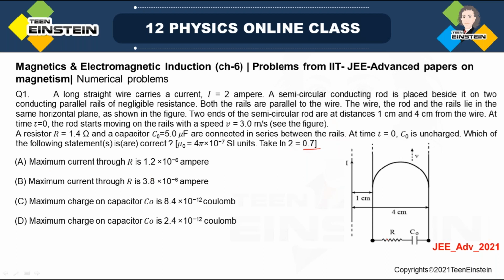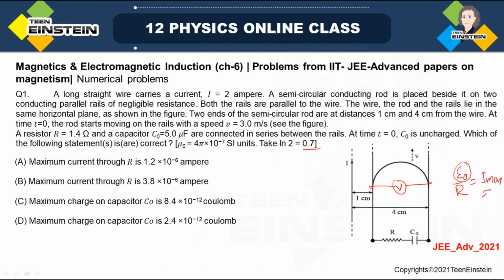So what is the maximum current flowing through R? If we know the EMF developed across the two rails, then we can just find out. If this is E0 by R, that will be giving you maximum current through that. We can check that only when we are able to find out the potential difference or EMF developed across these two rails. So that we have to find out.